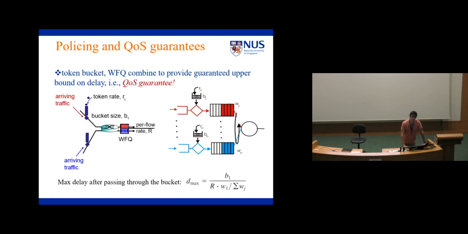So now this is how we combine our scheduling and policing mechanisms to provide some soft quality of service guarantees. So if we combine these leaky buckets with the weighted fair queuing, so here's my bucket, and here's my weighted fair queuing.